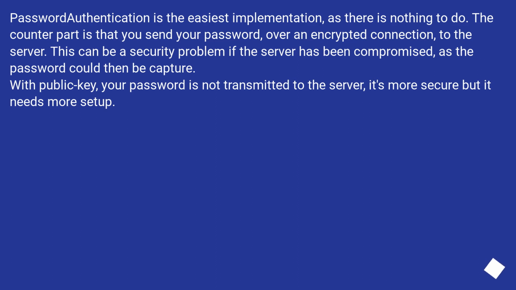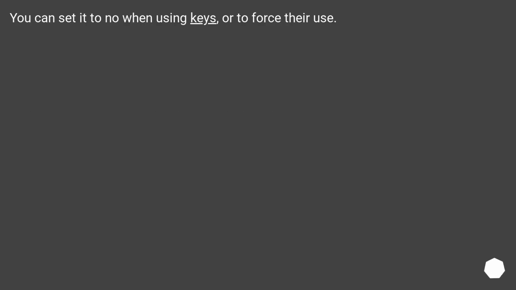Password authentication is the easiest implementation, as there is nothing to do. The counterpart is that you send your password, over an encrypted connection, to the server. This can be a security problem if the server has been compromised, as the password could then be captured. With public key, your password is not transmitted to the server; it's more secure but it needs more setup. You can set it to no when using keys, to force their use.